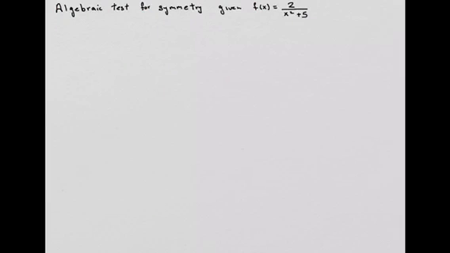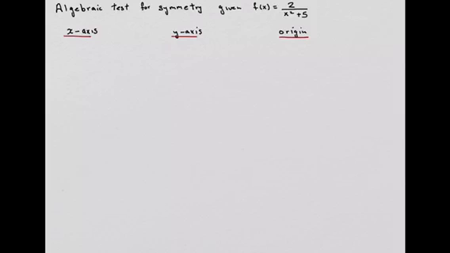Looking at this problem, we're looking for the algebraic test for symmetry. So keep in mind that there are three tests for symmetry. We have x-axis symmetry, then we have y-axis symmetry, and we also have origin symmetry. So there are three tests that we must do when looking for symmetry.